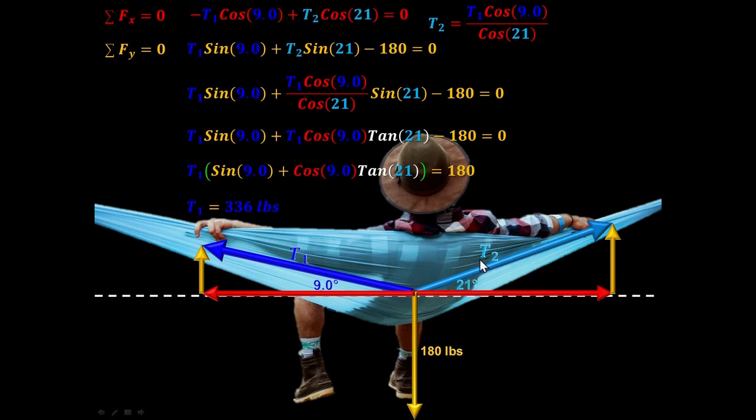Now I want to find out how much tension is pulling that way. Well, this equation can do it. We just plug in 336 there and then solve for T2, and we got almost 360 pounds. Remember, this person only weighed 180 pounds. We needed twice that amount of force in that direction to get enough force pulling up to support his weight. That's a little bit with equilibrium and using components of force vectors.